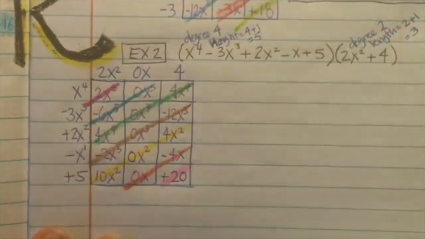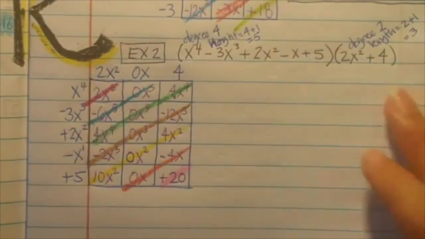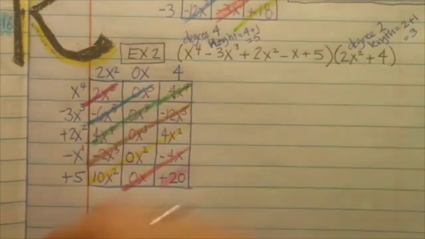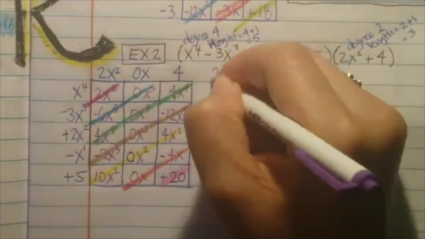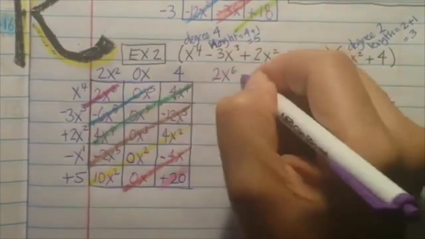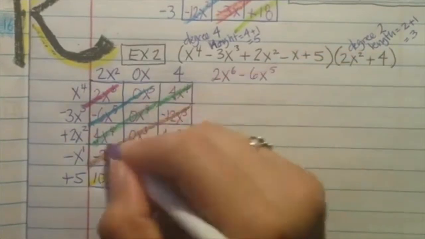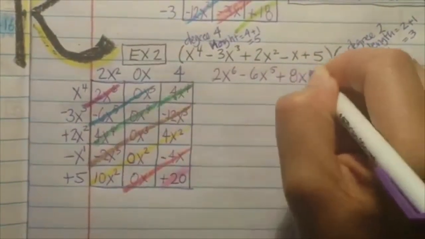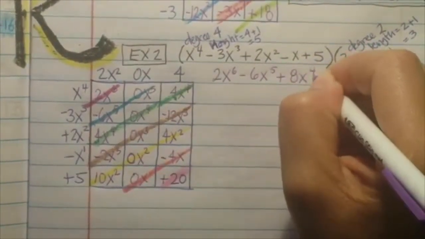Then we're just going to combine them right now. So we'll start from the left hand side. It really doesn't matter, but put it in order. So 2x to the 6 by itself. Then combine the blues, negative 6x to the 5. Combine those, that's 8x to the 4. Combine those, tigers meet tigers.